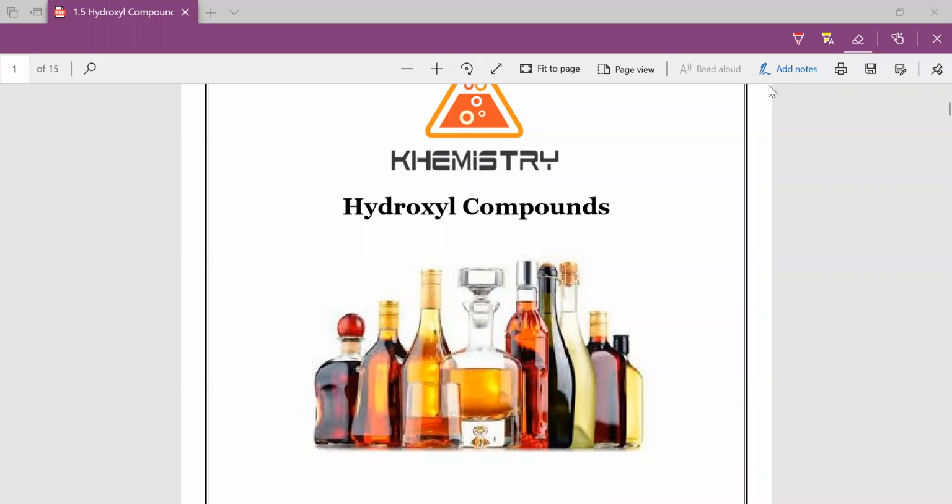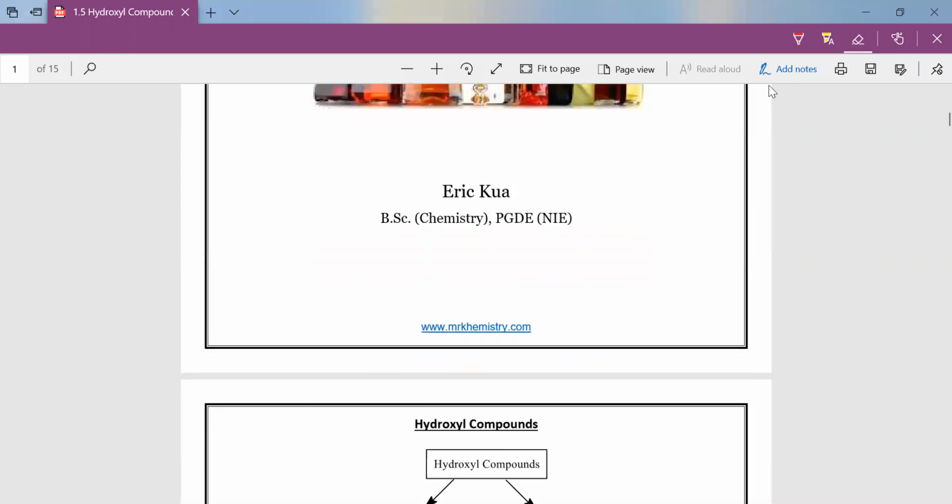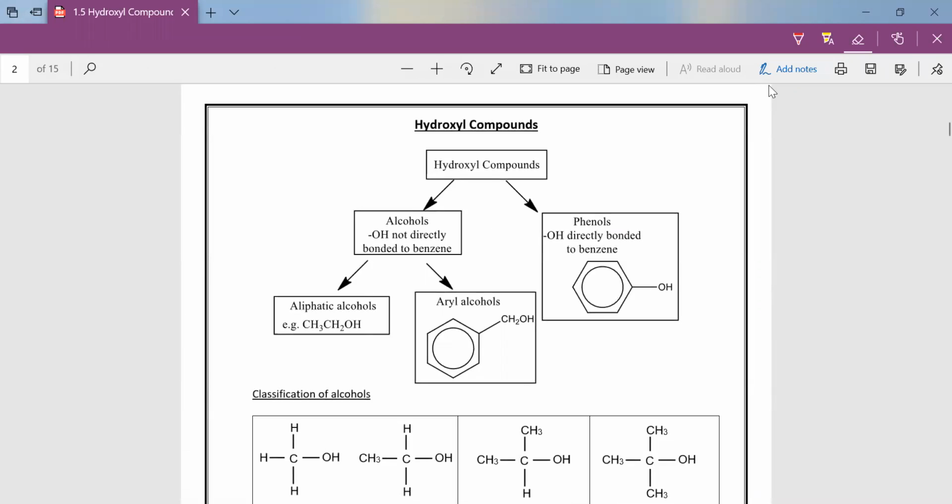Alright guys, so we're going to do the hydroxy compounds for the last lesson. Hydroxy compounds are basically divided into two major groups: one is alcohol, and the other group is what we call phenol, where we have the OH directly bonded to the benzene ring itself.